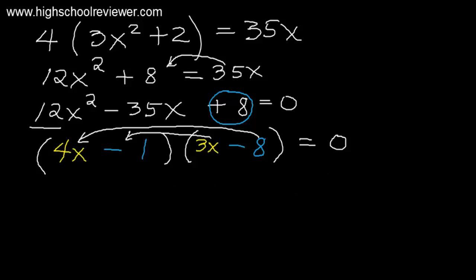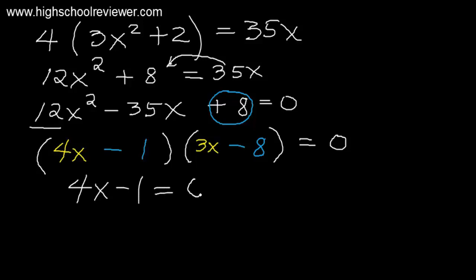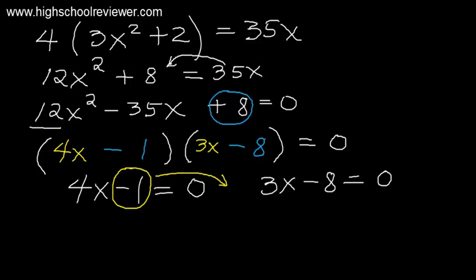Let's erase this first. So our first factor, we have 4x minus 1 equals 0. And our second factor, we have 3x minus 8 equals 0. Now, to solve for the value of x, first we need to transpose negative 1 to the other side. What will be left on the left side will only be 4x. And if we transpose negative 1, this will change sign. This will become positive 1.